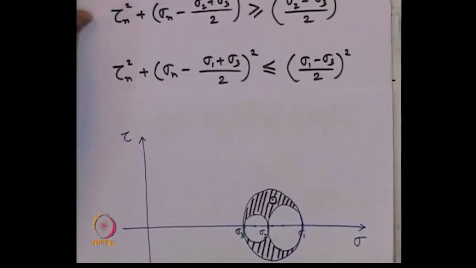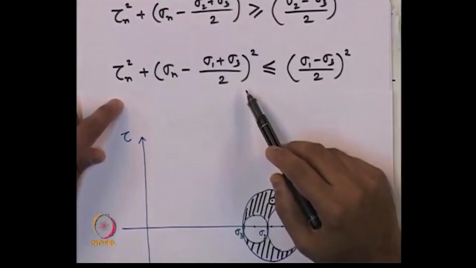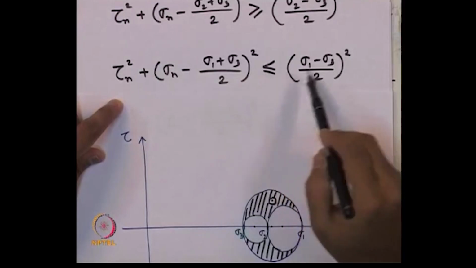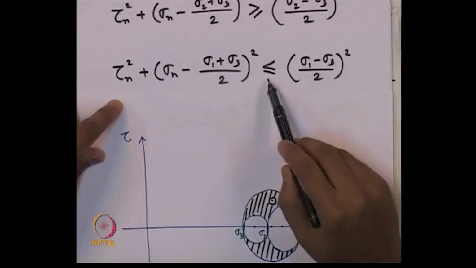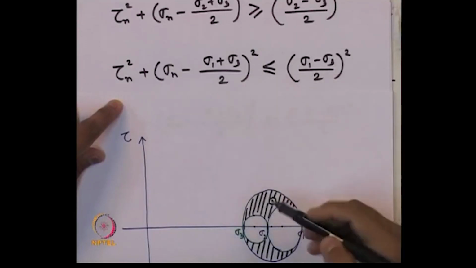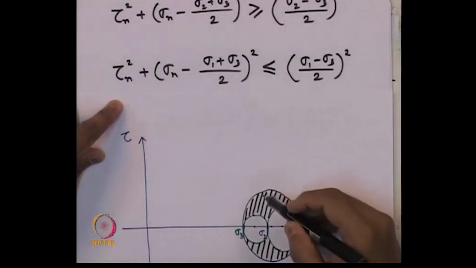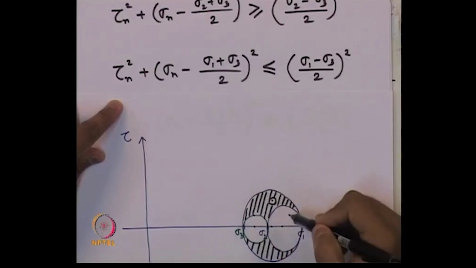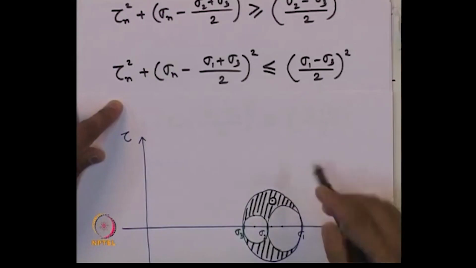What about the second equation? Second equation gives us that the point must lie within the circle of sigma 1 and sigma 3, with a maximum boundary condition of equality sign, where the point can lie on this circumference of the circle. So, when the equality sign holds, at that time the point will be somewhere on this circumference of the circle. Otherwise, always it must be within the circle between sigma 1 and sigma 3.